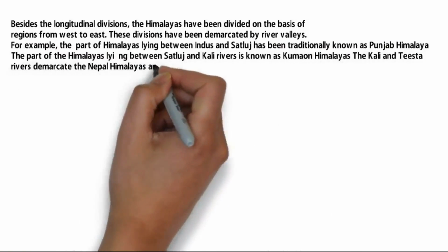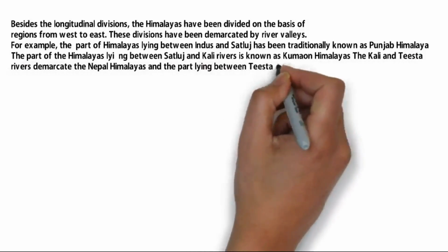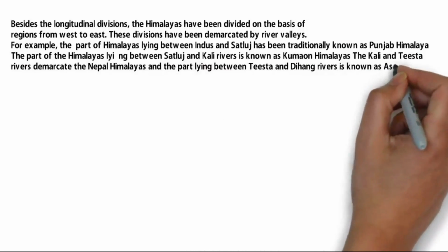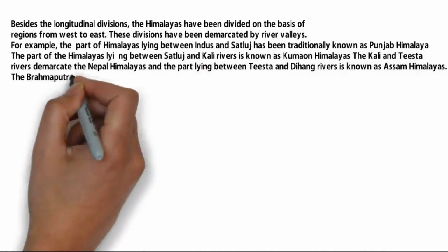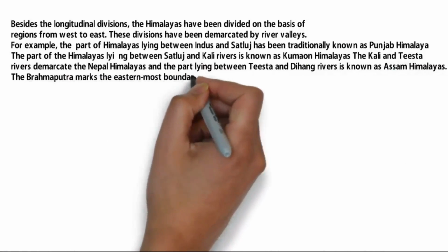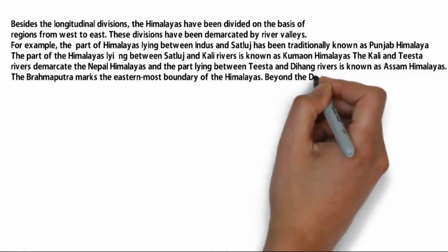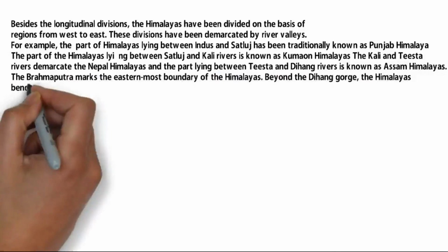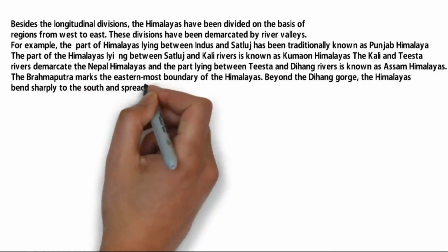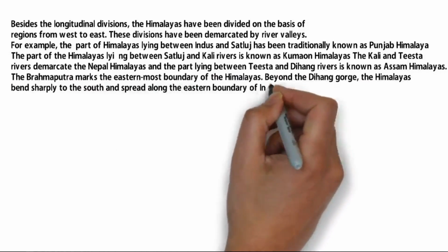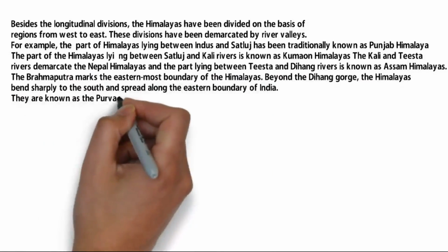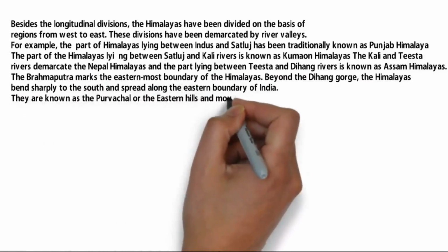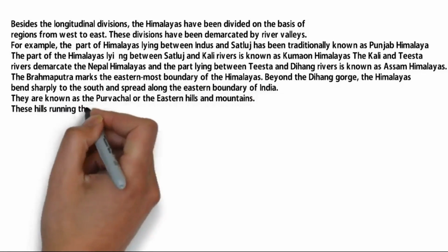The Kali and Tista rivers demarcate the Nepal Himalayas, and the part lying between the Tista and Dihang rivers is known as the Assam Himalayas. The Brahmaputra marks the easternmost boundary of the Himalayas. Beyond the Dihang Gorge, the Himalayas bend sharply to the south and spread along the eastern boundary of India. They are known as the Purvachal or the Eastern Hills and Mountains.